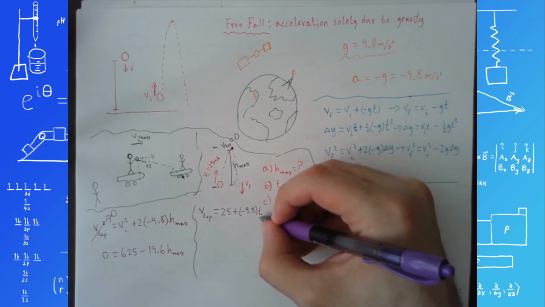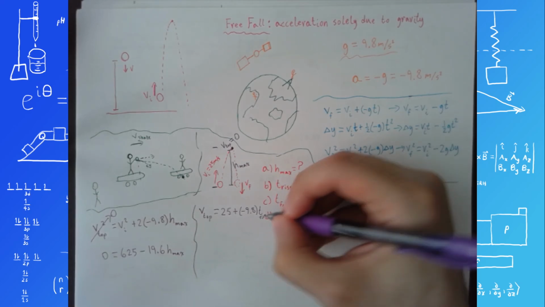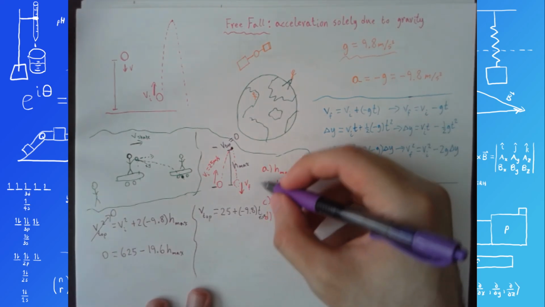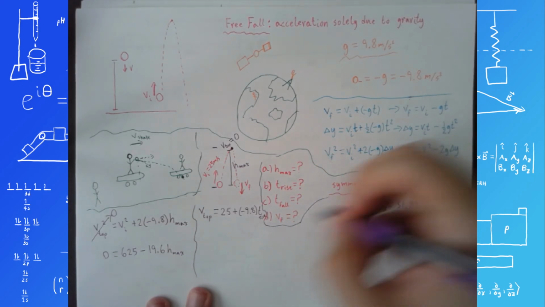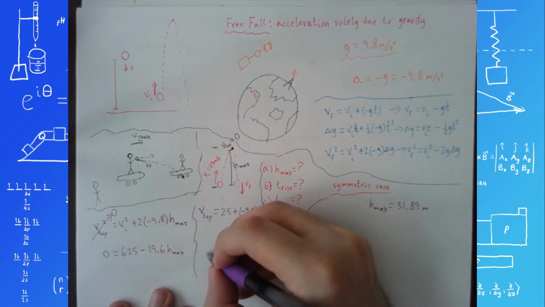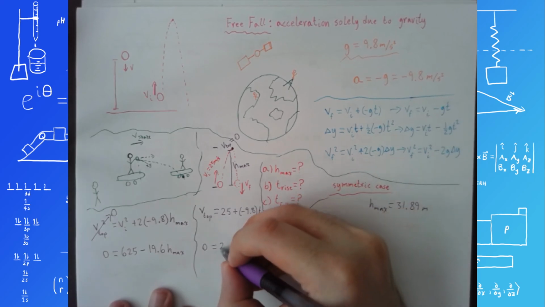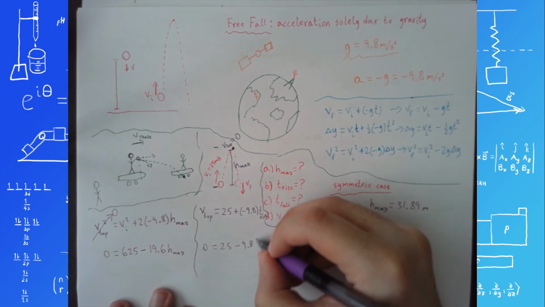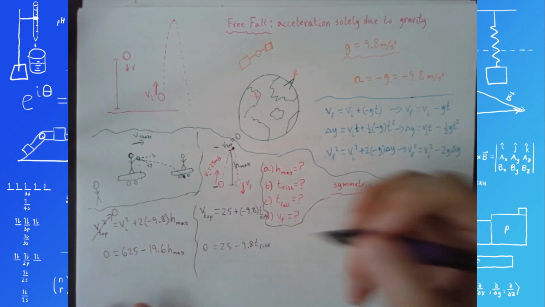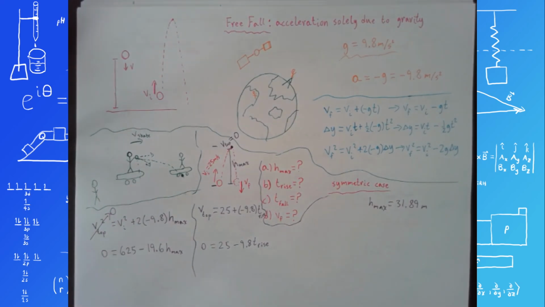I see I did not make enough room for this. T rise. That's probably not even readable. I probably should have walled this off from the start. Okay, v top was 0, so 0 equals 25 minus 9.8 t rise. Add 9.8 t rise to both sides, divide by it, and we get 25 divided by 9.8 is about 2.55 seconds.